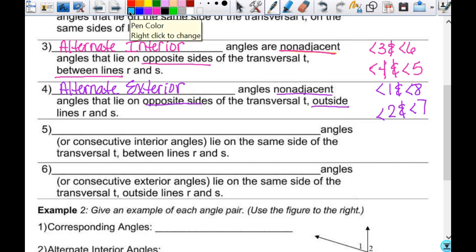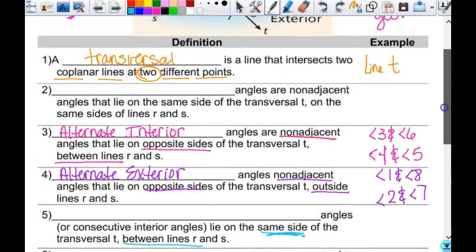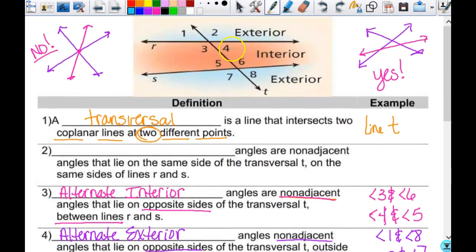Then we have these angles that are also called consecutive interior angles. That's actually what your textbook uses, but it's not the best term to use. They lie on the same side of the transversal between lines R and S. So between lines R and S means it's on the interior, and they are on the same side of the transversal. My transversal is T, so these two right here are on the same side of that, both on the inside.